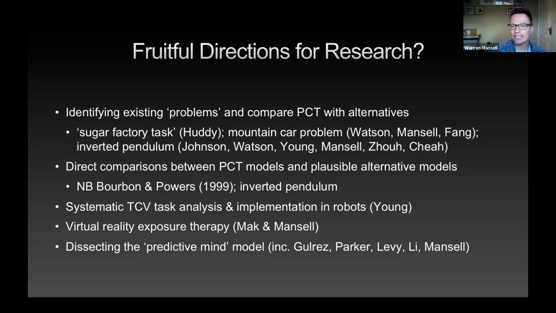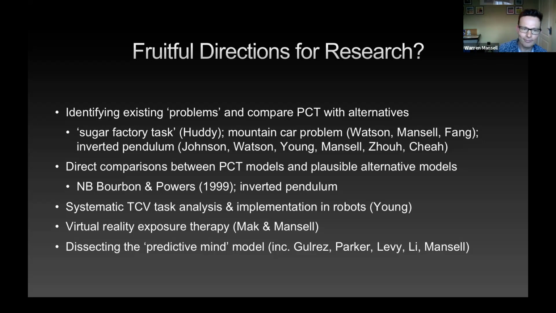Now, there's very little out there where you're comparing PCT models with plausible alternative models. And sometimes we cite the paper by Bill Powers and Tom Bourbon on this, but that model that they produced of an open loop cognitive system, people could argue it's a bit of a straw man.